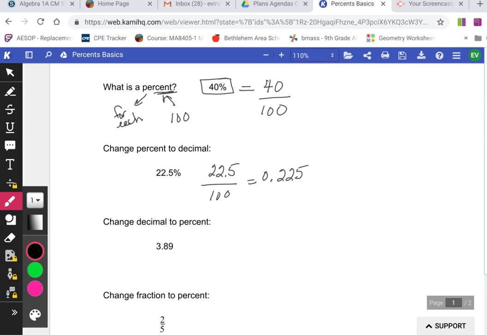If I change decimals to percent, we're now going to take our decimal 3.89 and multiply by 100. So that gives us 389%.